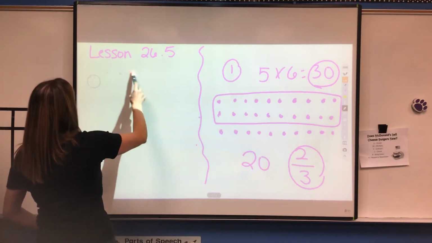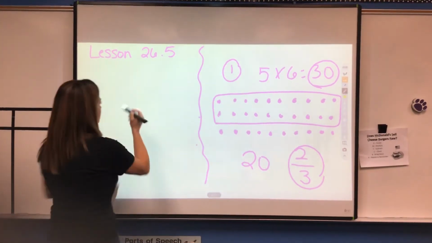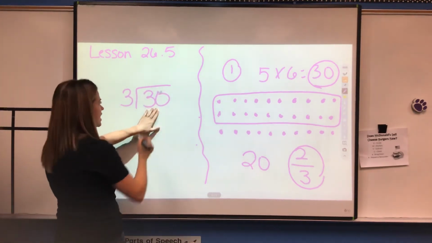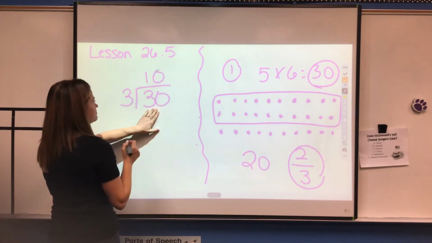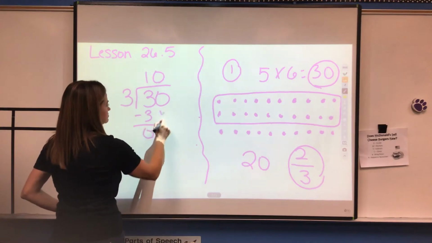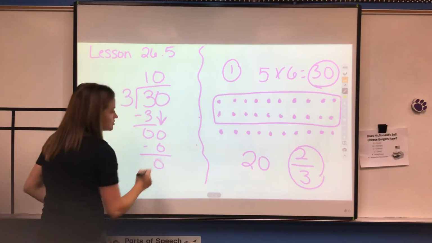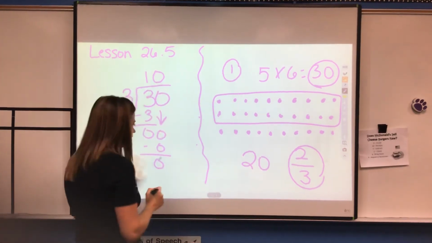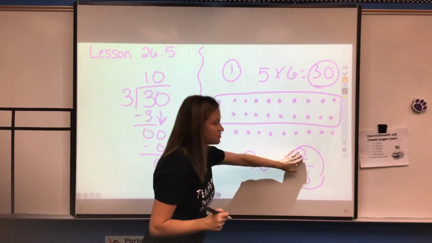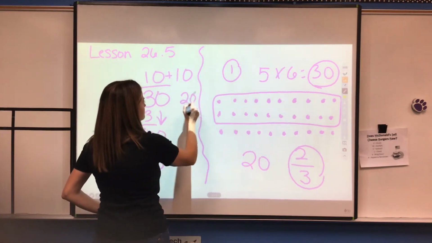Let me just get myself some room. Okay. So now if I was going to divide 3 into 30, that would go 10 times, okay? Because 3 goes into 3 once, and 3 goes into 0, 0. So 1/3, by dividing 1 time, I get 10. Now, because I need 2 of those thirds, I'd have to do this 2 times and I'd get 20.